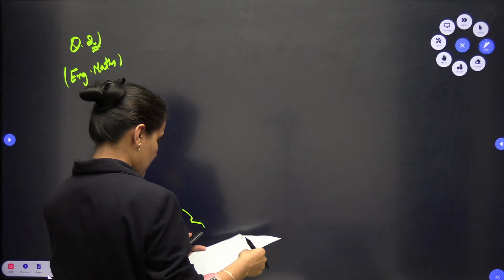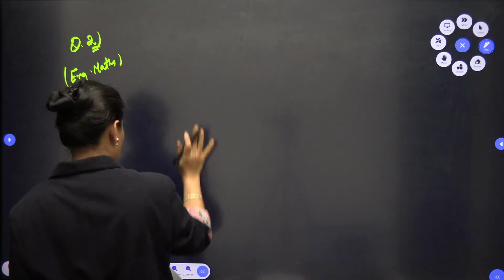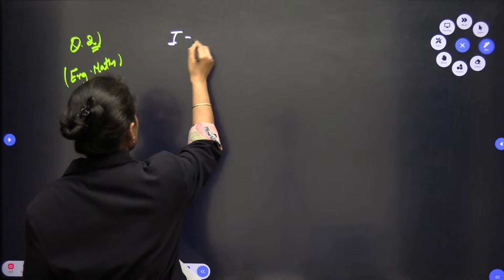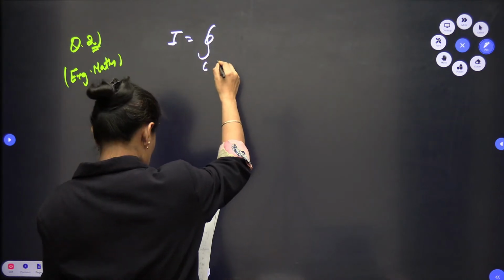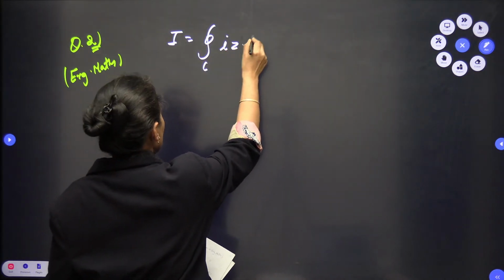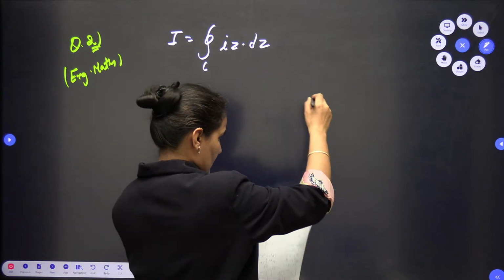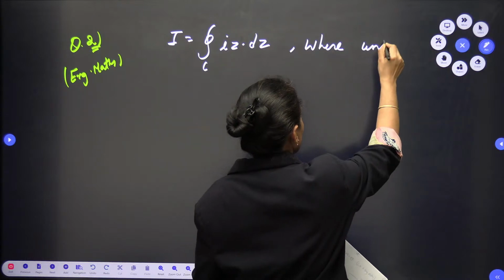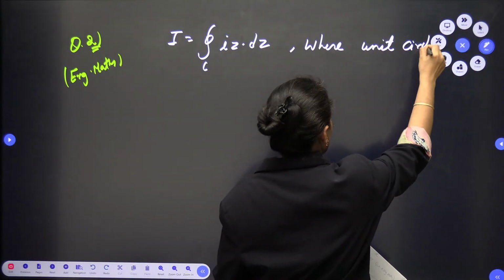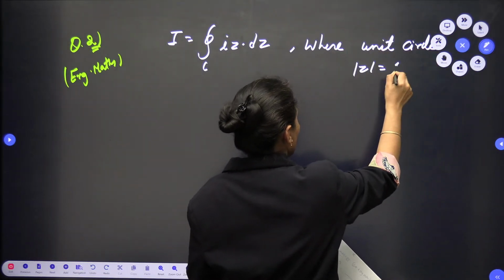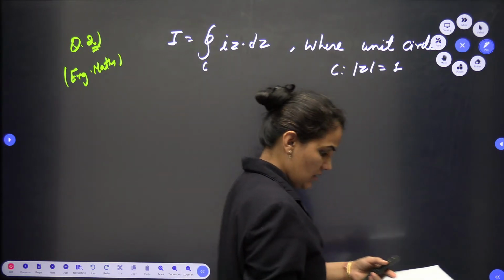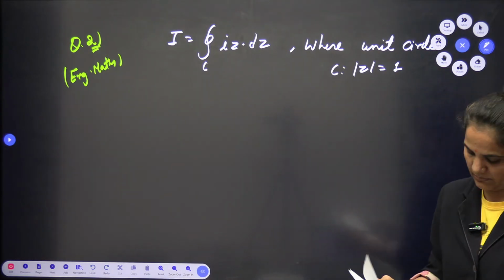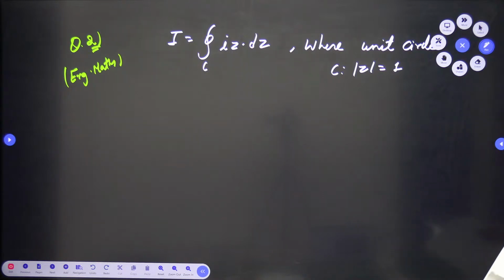What it is asking: for the closed integration over C of iz dz, where it is given that the closed curve is a unit circle. Unit circle means mod z equals 1. The closed contour is a unit circle, mod z equals 1, and they are asking about the result.